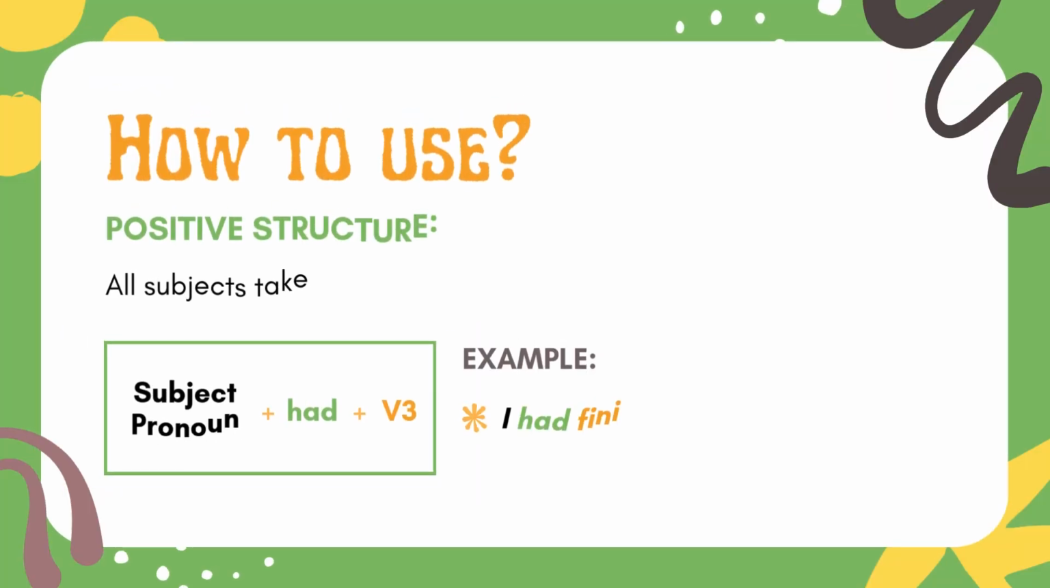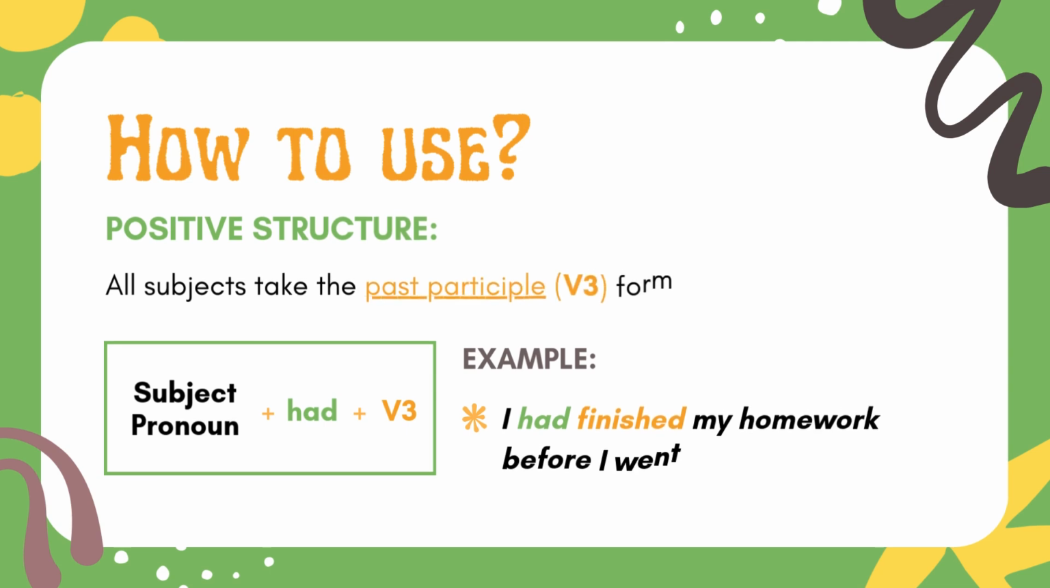Just like the other tenses, the past perfect tense always follows a formula. This is how you use it in the positive structure. Remember, all subjects take the past participle form of the verb. So you start with the subject or the pronoun, you add had, and then the past participle. For example, I had finished my homework before I went out with my friends.